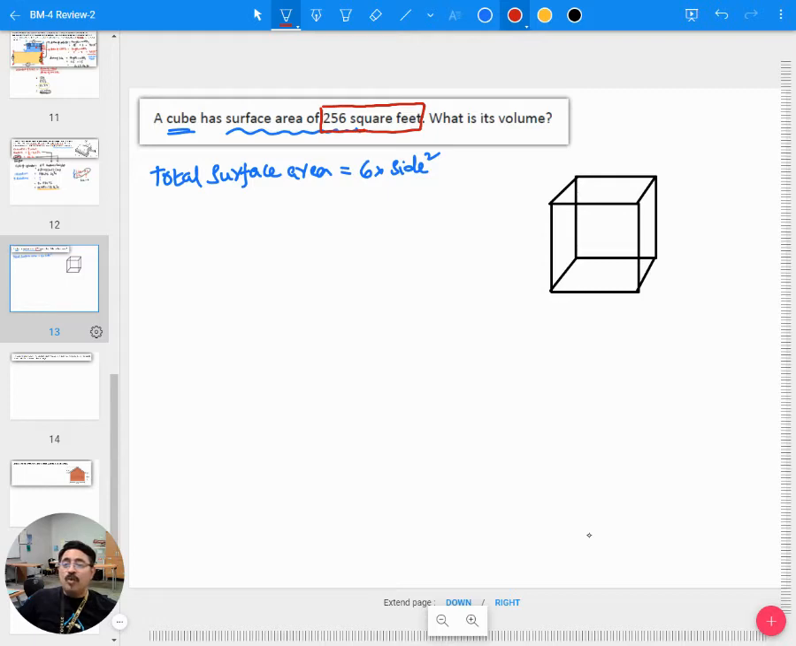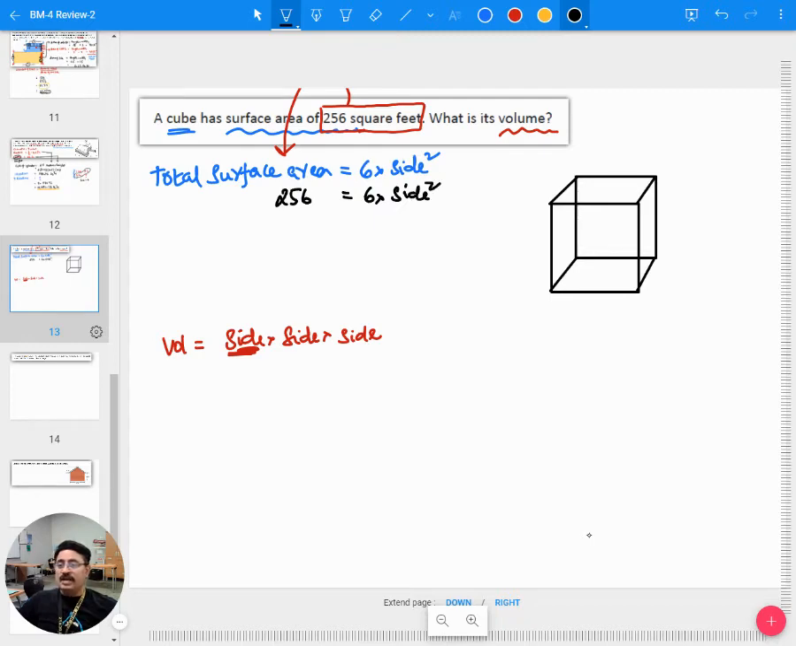And what is the volume? We know that volume equals side times side times side, or length times width times height, right? But for that, we should find the measure of each side. Well, surface area is given as 256. So let me write that: 256 equals 6 times side squared. You know how to isolate side? We divide by 6.